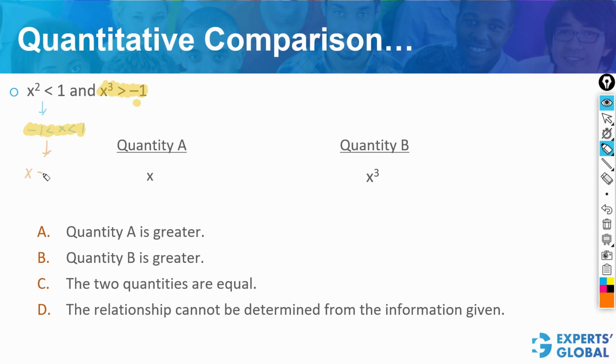So for x equals 0, quantity A and quantity B become equal. We get C as the correct answer choice. However, for a value such as x equals 0.5, quantity A becomes 0.5, whereas quantity B becomes 0.125. So quantity A turns out to be greater, and for a value such as x equals -0.5, quantity A is -0.5, quantity B is -0.125. Therefore, for this case, quantity B turns out to be greater. So we have been able to get contradictory answers, which means D is the correct answer choice.